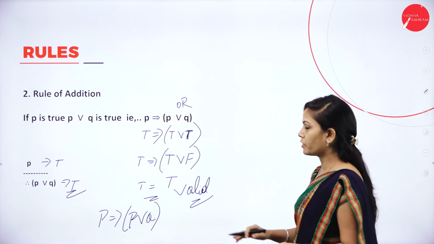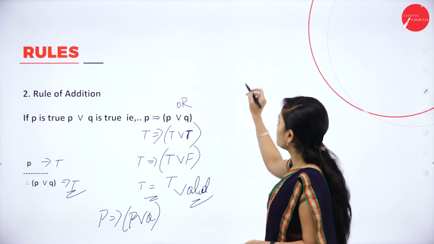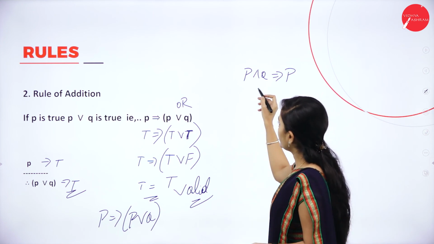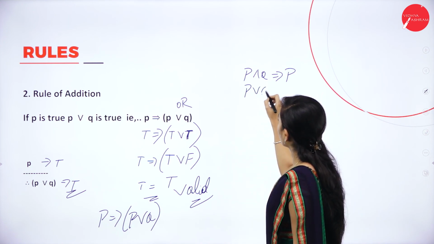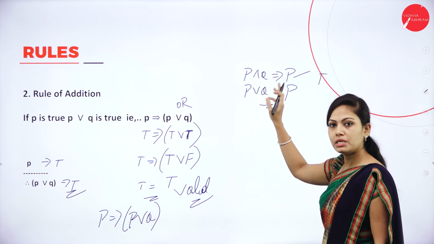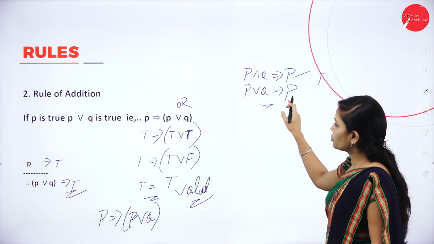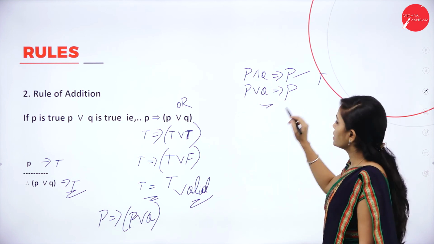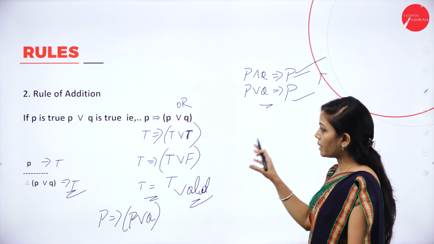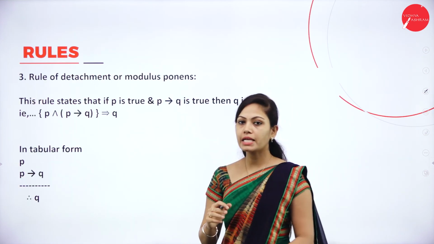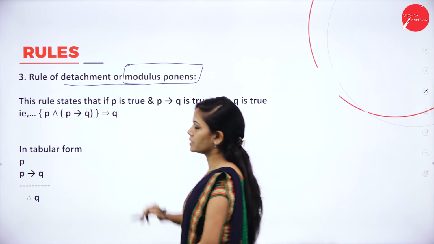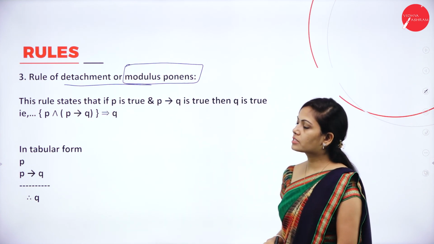So, in the rule of simplification, P and Q implies P, and in logical addition, P implies P or Q. If P and Q is true, P must be true, and if P is true, P or Q must be true. This is logical addition and this is simplification in rule of inference. So, these are the basic rules I have explained. The next important rule is the rule of detachment, also known as modus ponens.